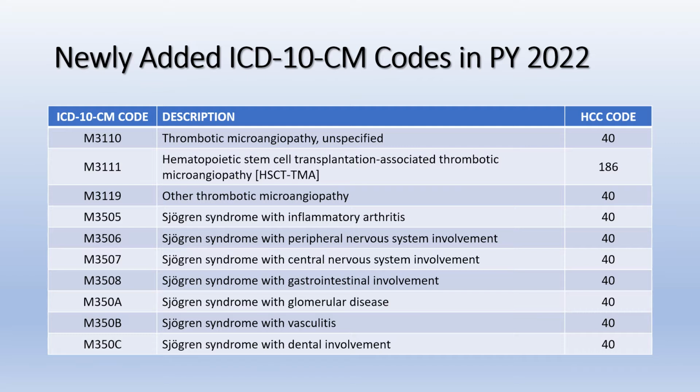Sjogren syndrome codes were expanded with the addition of 7 new codes to describe involvement such as inflammatory arthritis, peripheral nervous system, central nervous system, gastrointestinal, glomerular disease, vasculitis, and dental involvement, M3505 to M350C. The titles of subcategory M350 and codes M3500 to M3503 were revised from Sicca syndrome to Sjogren syndrome.